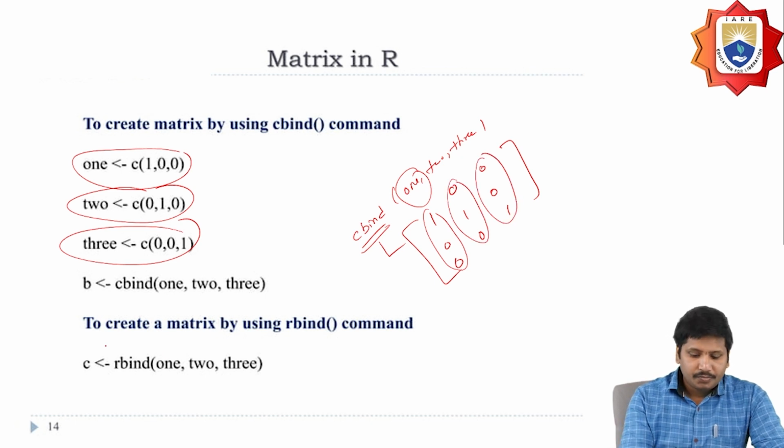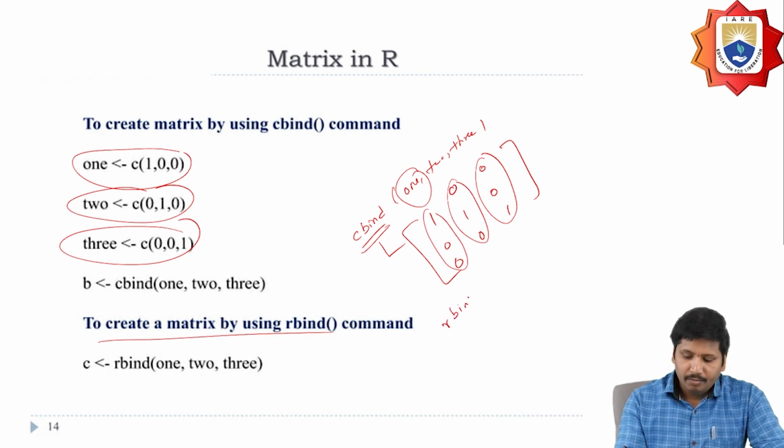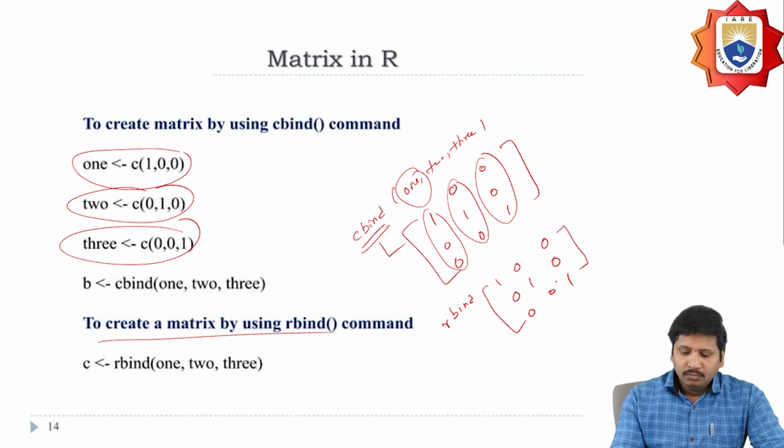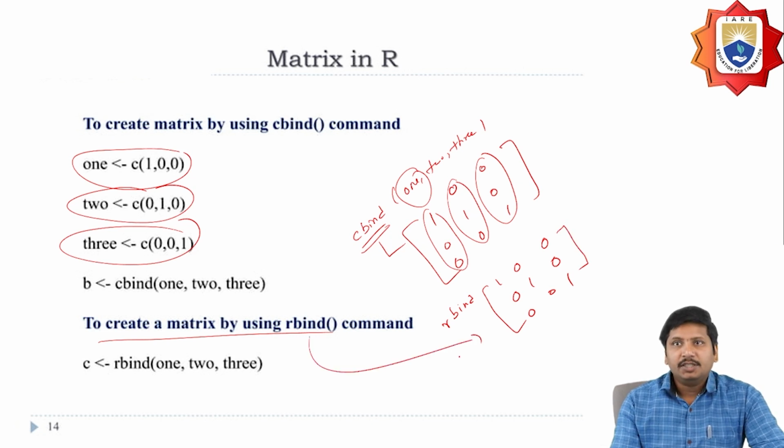And similarly, if I want to use the rbind method, rbind means row bind, then I can insert a single vector row-wise. Like this we can generate sequences and we can generate matrices in our program.